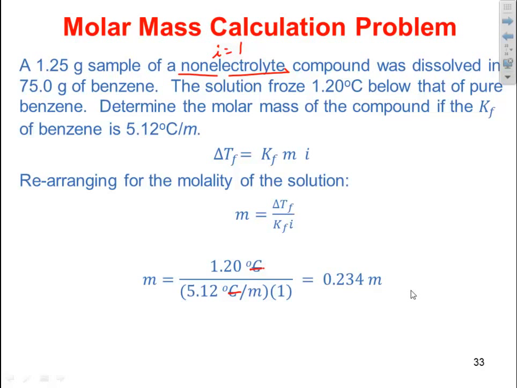Now, how is that going to get us to the molar mass? Well, we know that molality is your moles of solute per kilogram of solvent. We can rearrange that to get to molar mass by changing the molality ratio. We know moles per kilogram. We can take that moles and rewrite it in terms of grams of your solute per molar mass and then rearrange that equation.